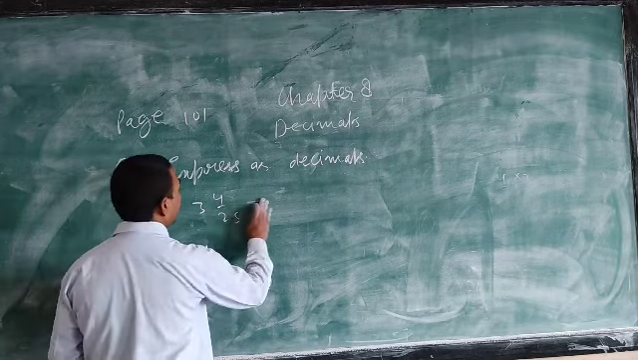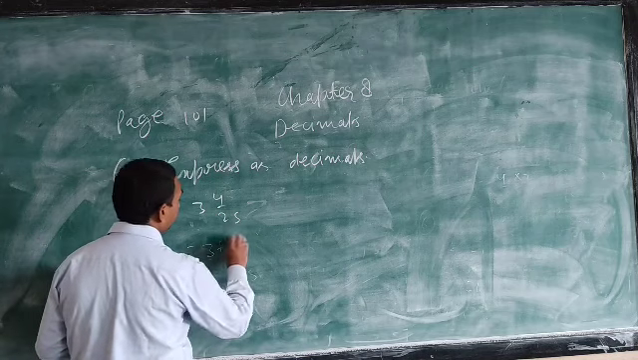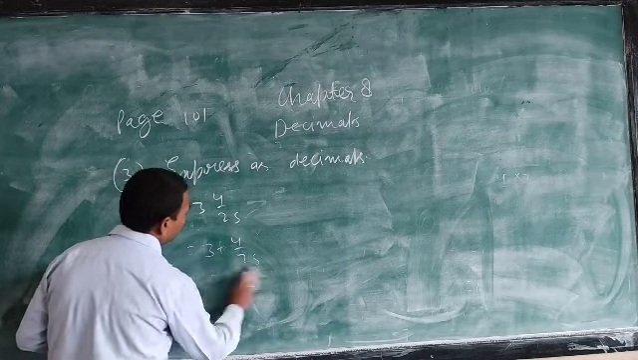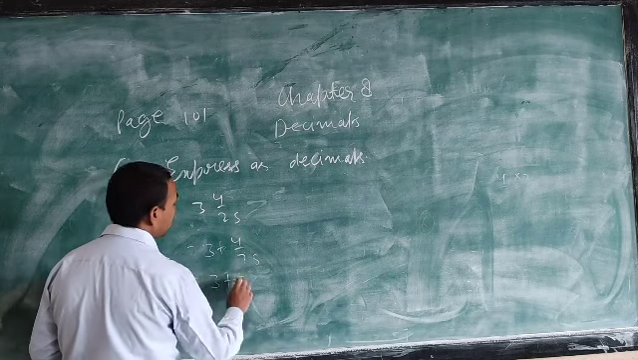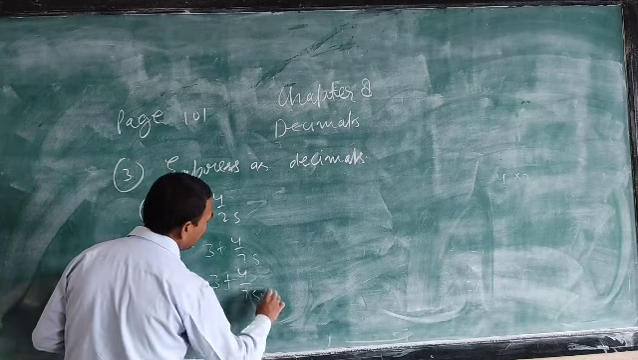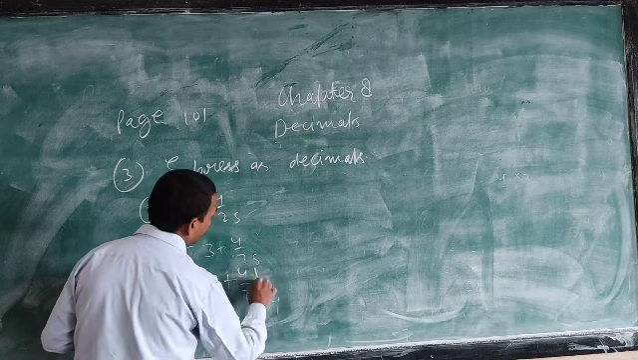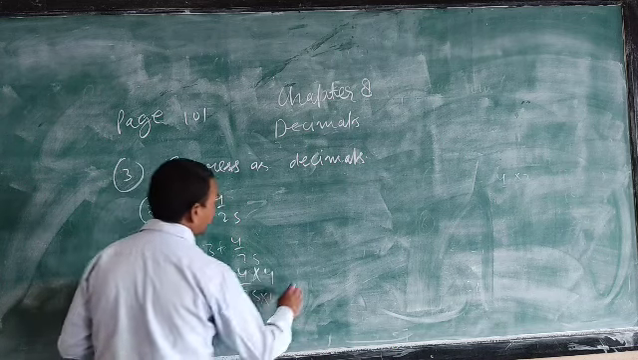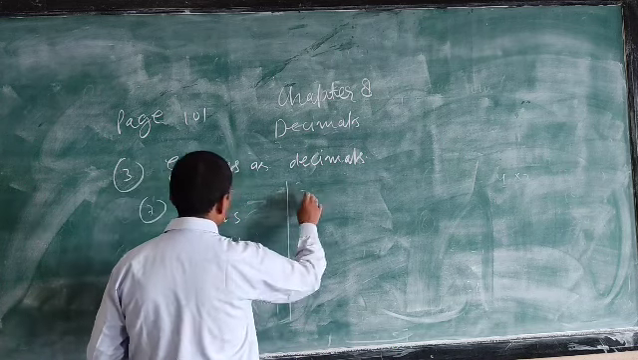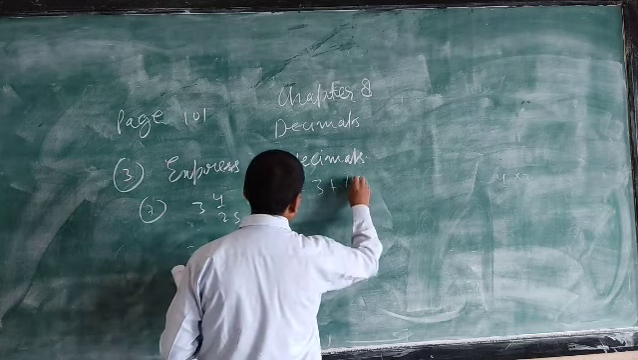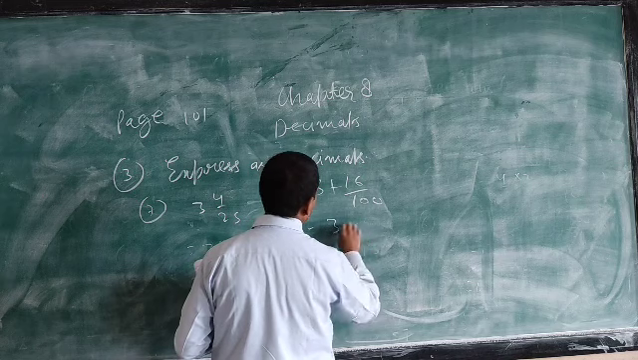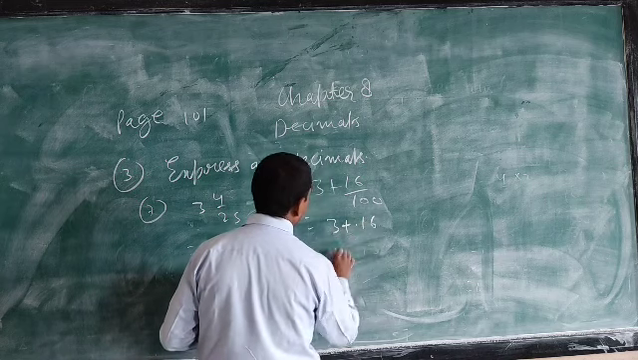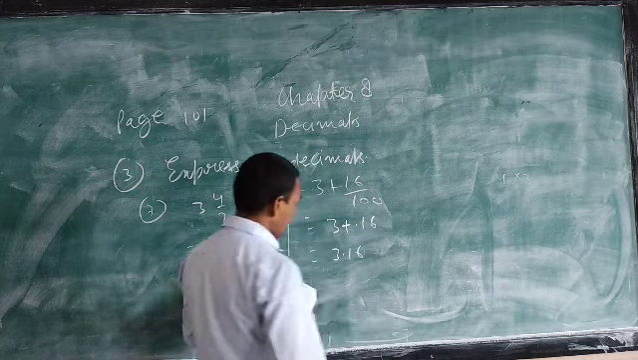So this can be written as 3 plus 4 by 25. Now think about number 4 by 25. To convert this into decimal, the denominator becomes 100 by multiplying by 4. So this can be written as 3 plus 16 by 100. So 3 plus 0.16, and this becomes 3.16.